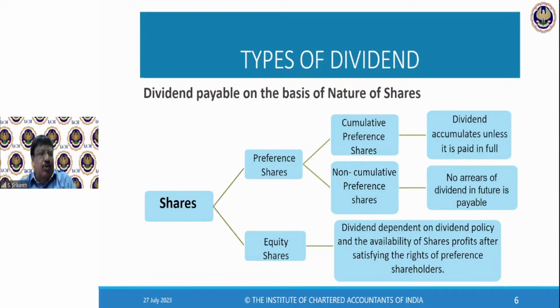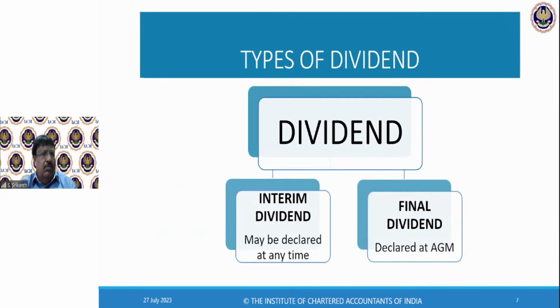Shares are of two types, as you know, preference and equity. Equity share dividend is dependent on dividend policy and the availability of profits after satisfying the rights of preference shareholders. And as for preference shares, you know that cumulative preference shareholders will get dividend even in a year of loss. It cannot be paid, but it will accumulate, and when there is money, it will be paid. Non-cumulative: if there is no profit, no dividend.